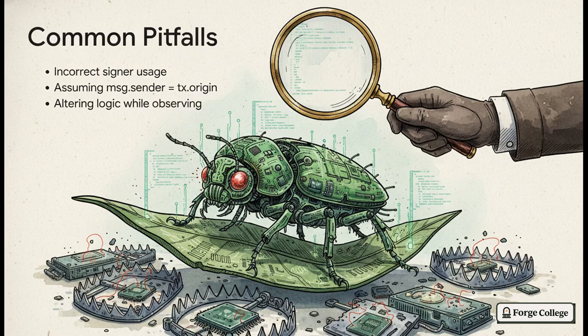Another major trap is assuming msg.sender always equals tx.origin in composed calls. They definitely don't. And finally, you have to be super careful not to accidentally alter the contract's timing or logic while you're adding your observation tools. You want to use pure observation points, like events or logs, instead of messing with the actual require statements. Remember, we want to observe the bug in its natural habitat, not scare it away.